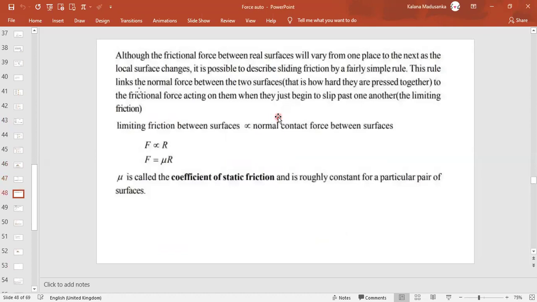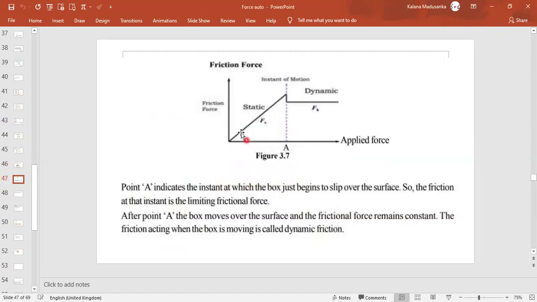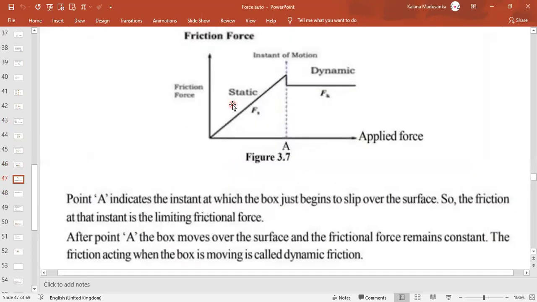Now this is a good diagram, but it is not much of a clear one. So this is a simpler chart, easy to remember. This is the applied force. This is the friction. Now you can see there's a constant, proportional growth in the static side. Once you pass the limiting static friction force, the friction force lowers up to a certain point and then keeps constant. So it becomes a dynamic case.